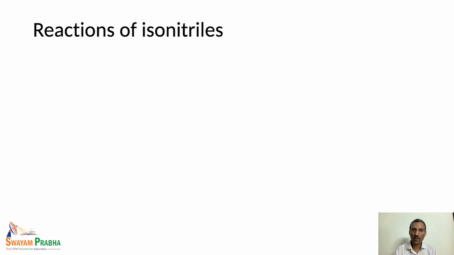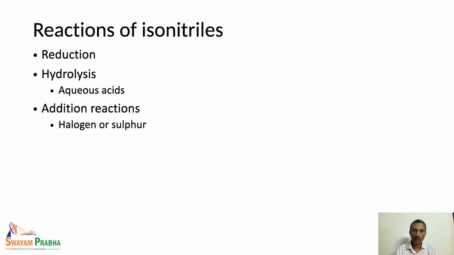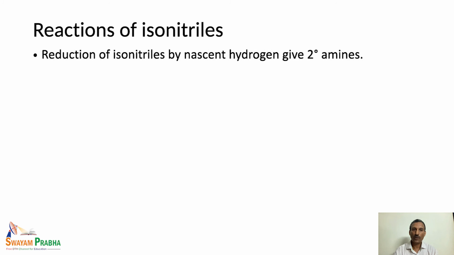Let us look at the reactions of isonitriles. The first one is the reduction reaction, then we will also study hydrolysis. We will be studying mainly aqueous acids, and there are addition reactions also possible. So, we will study halogen or sulfur addition reactions. We will also study oxidation reactions.